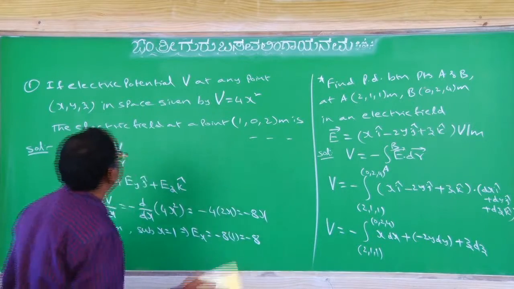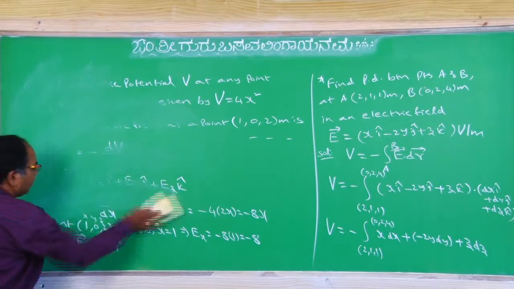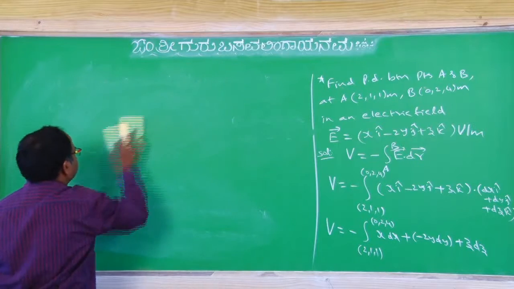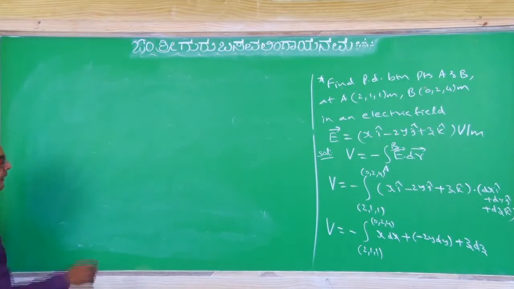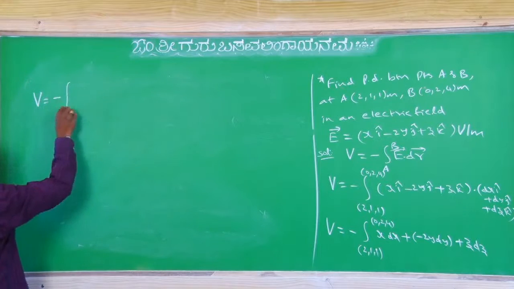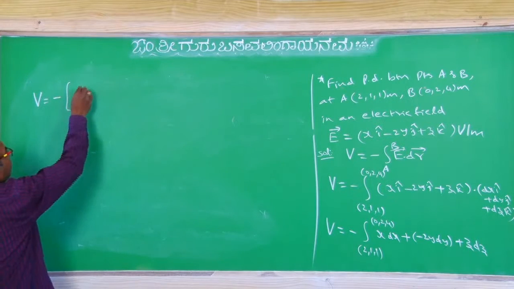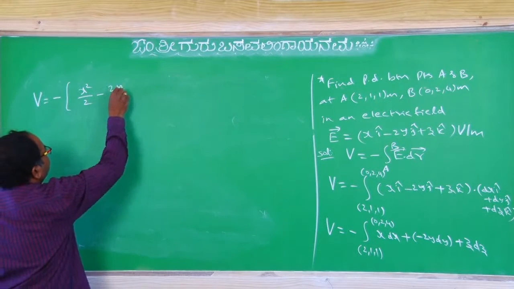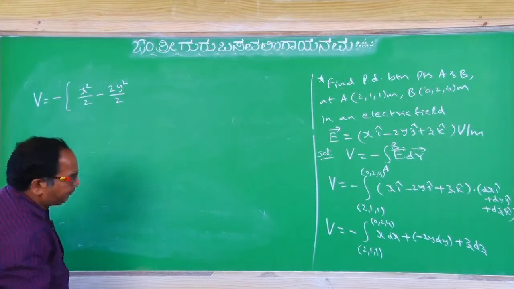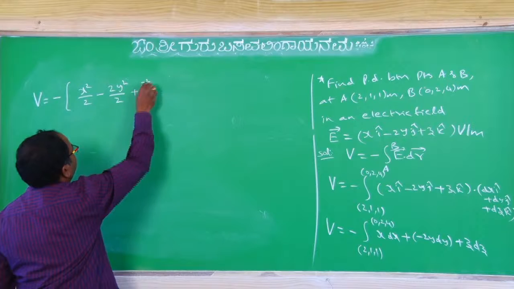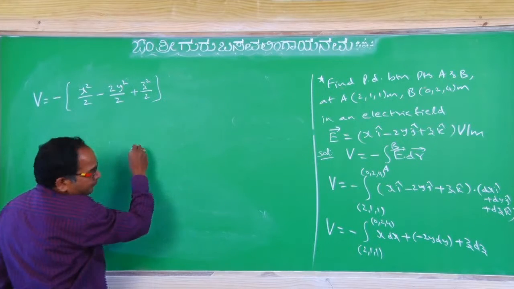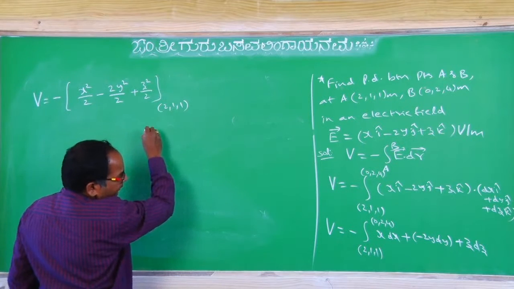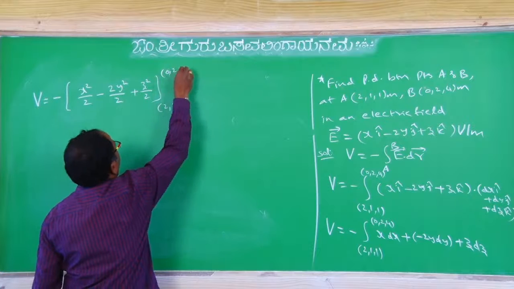So, by simplifying this one, you may write, what is that one? V is equal to minus, here x integration what? x square by 2. Next minus 2y integration y square by 2. Next plus z integration z square by 2. Yes or not? Limits what? (2, 1, 1) to, what is that one? (0, 2, 4).